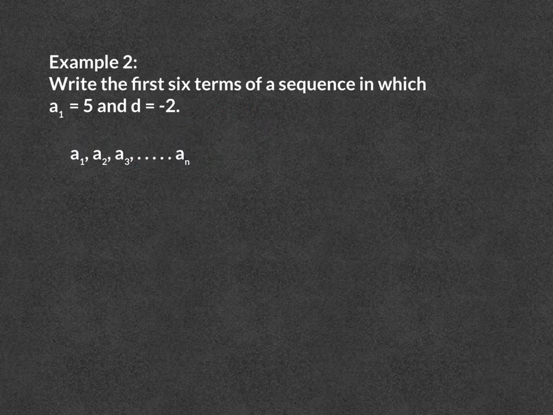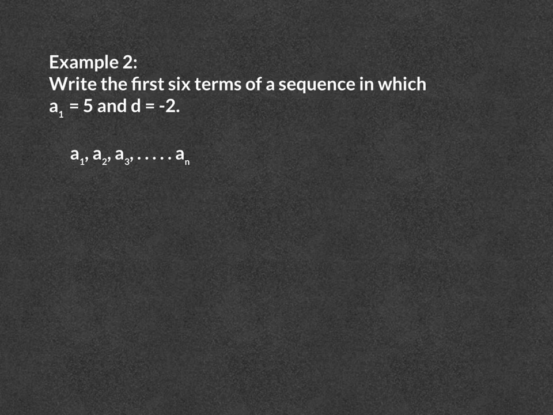Example number 2. Write the first 6 terms of a sequence in which a sub 1 equals 5 and d equals negative 2. So I have a sequence of a sub 1, a sub 2, a sub 3, and so on until I reach a sub n. So a sub 1 is the first term in the sequence. A sub 2 is the second term in the sequence. A sub n will be the final term in the sequence. If you want the 8th term, it would be a sub 8. If you want the 100th term, it would be a sub 100.